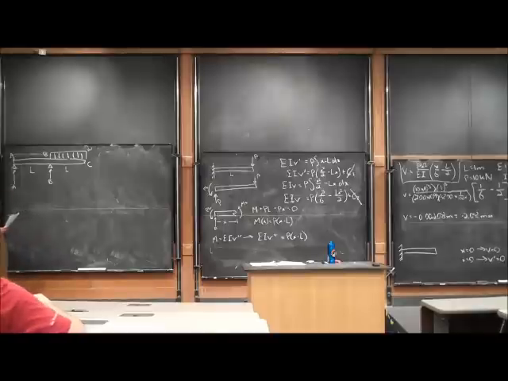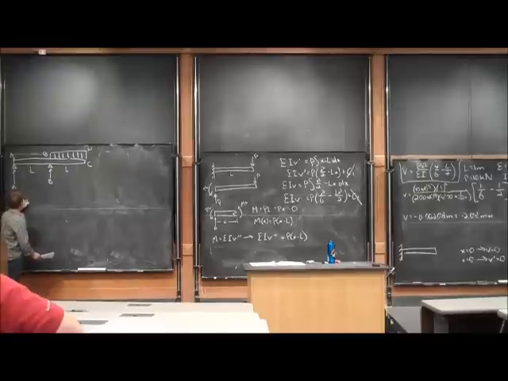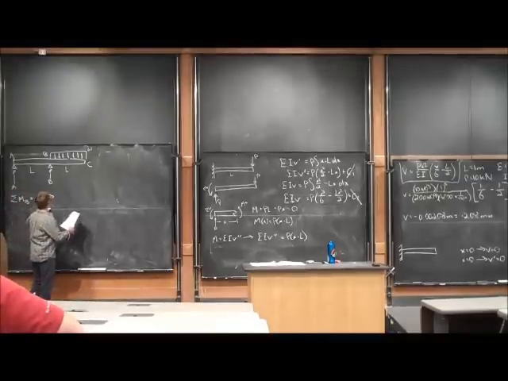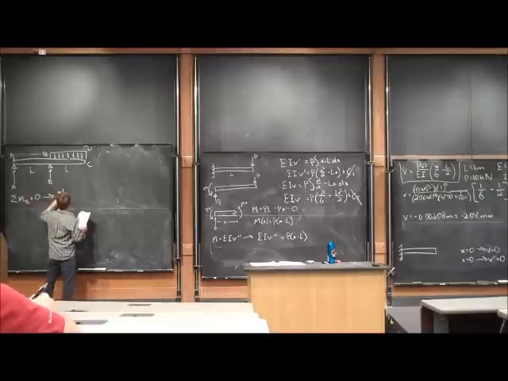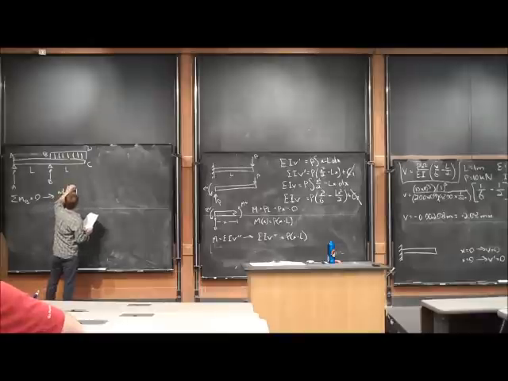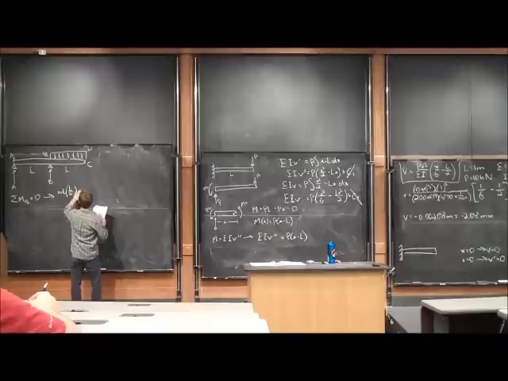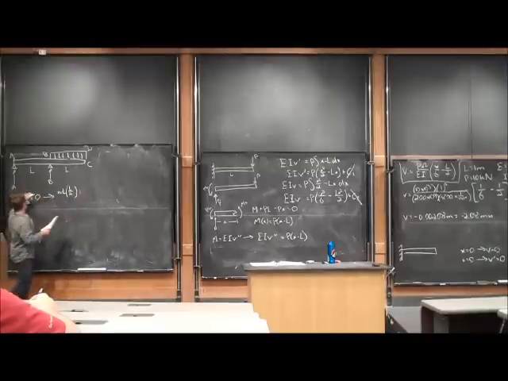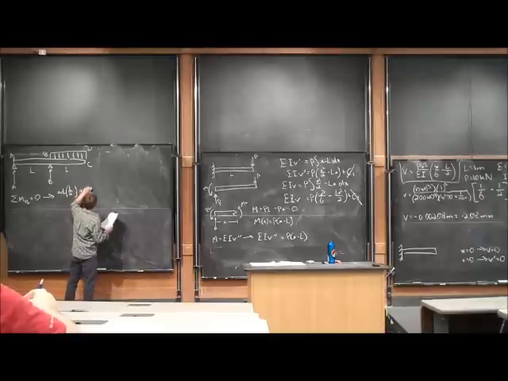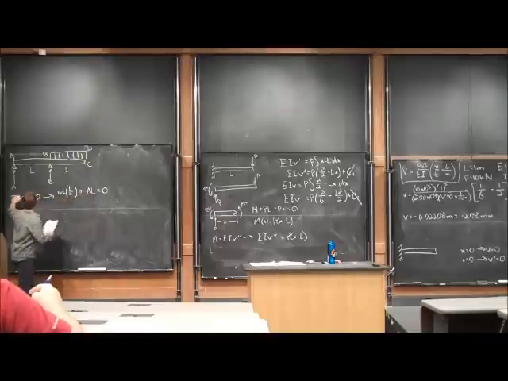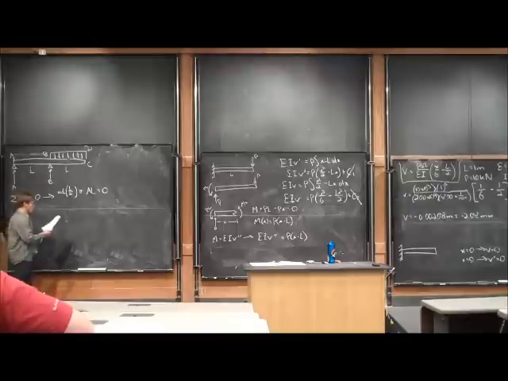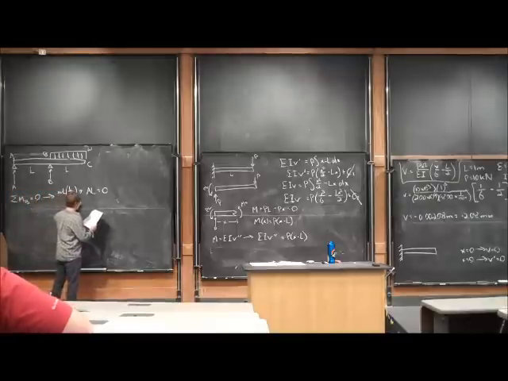So the first thing I can do is sum my moments around B to figure out what A is supposed to be. If I sum my moments around B to 0, I know that WL acting at a distance of L over 2, things that all rotate the same direction, plus A times L is going to be equal to 0. So I know that my assumed direction for A at this point is wrong. And I can prove that A is equal to negative WL over 2, or that it actually points down.